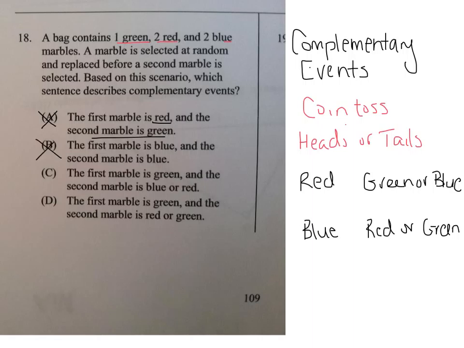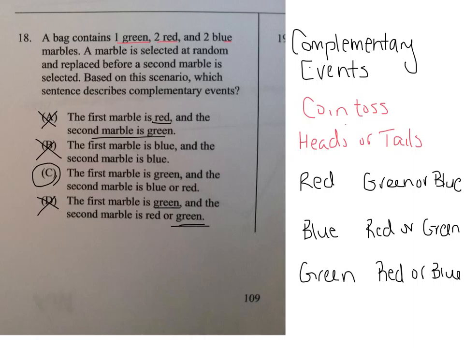Your first marble is green, which would mean to be complementary events, you have to include the other two. It would be red or blue. And that actually does work. And for the last one, if your first marble is green and the second marble is red or green, it does include three situations, but there is a repeat in the situation. It's not going to be complementary events.